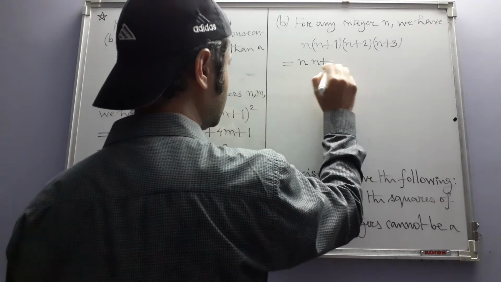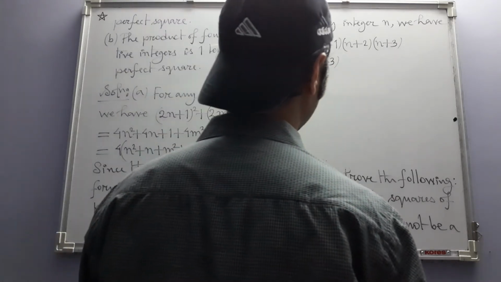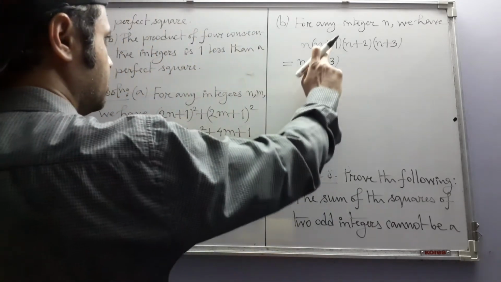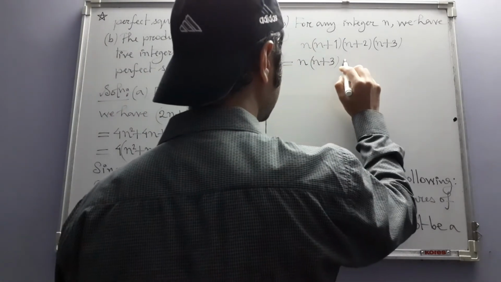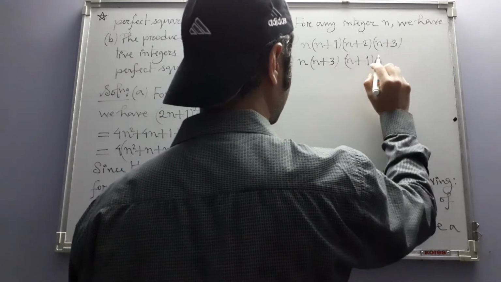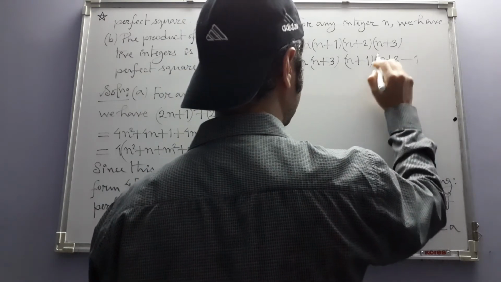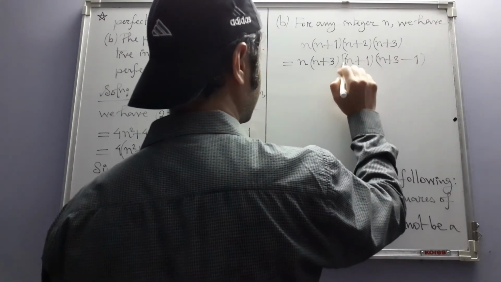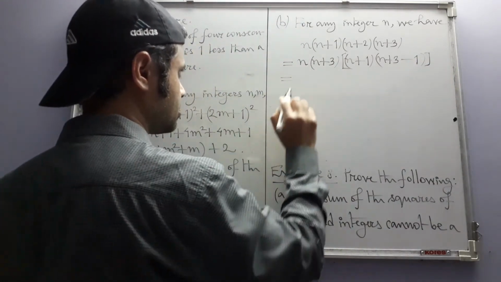What we do, we keep n and n plus 3 as they are, and we change these two things. These two things means we don't change n plus 1, but we change n plus 2. In its place we write n plus 3 minus 1. Let's see where this takes us.